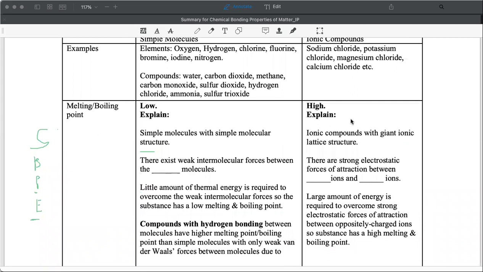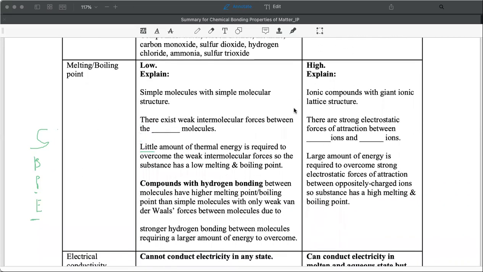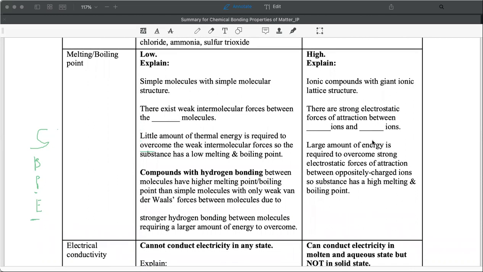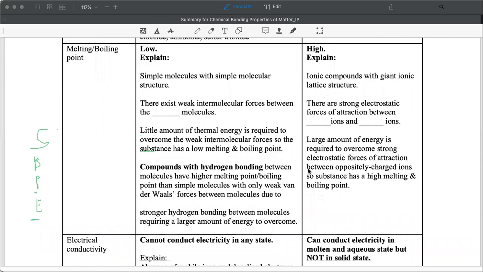As for ionic compounds, they are of high melting and boiling point. So this is how you explain why their melting and boiling point is high. They are ionic compounds with giant ionic lattice structure, with strong electrostatic force of attraction between what ions and what ions. You must mention the specific ions in this ionic compound. And because of this, a large amount of energy is required to overcome strong electrostatic force of attraction between oppositely charged ions.